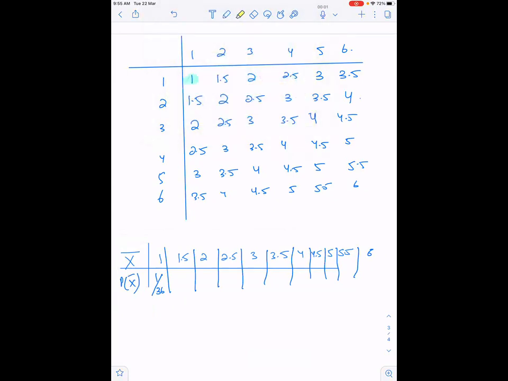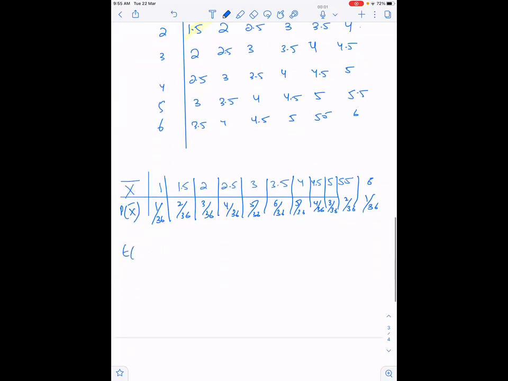So 1.5 has come twice only. Let's quickly do it: 2 upon 36. 2 has come thrice. 2.5 has come 4 times, so 4 upon 36. 3 has come 5 times, 5 upon 36. 3.5 has come 6 times, 6 upon 36. Then 5 upon 36, 4 upon 36, 3 upon 36, 2 upon 36, and 1 upon 36.